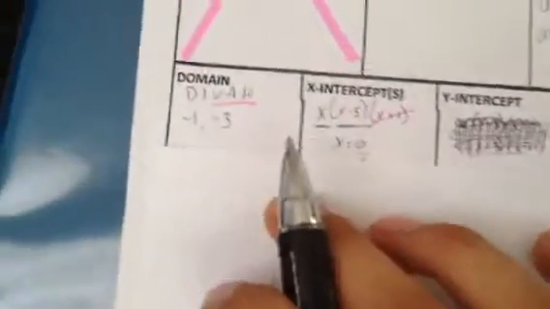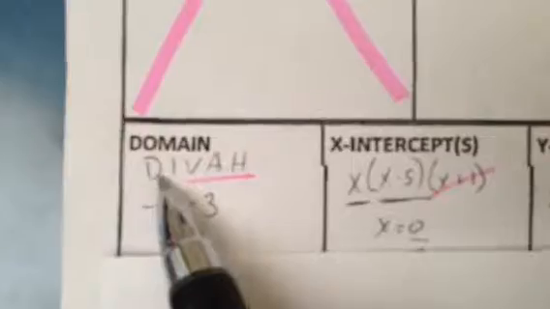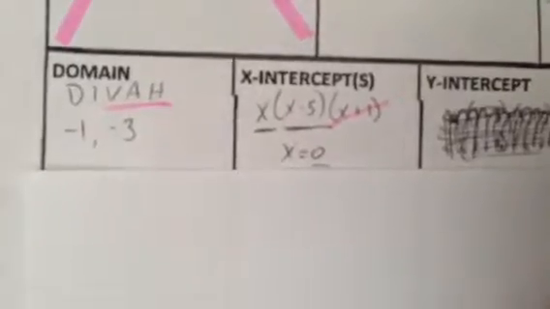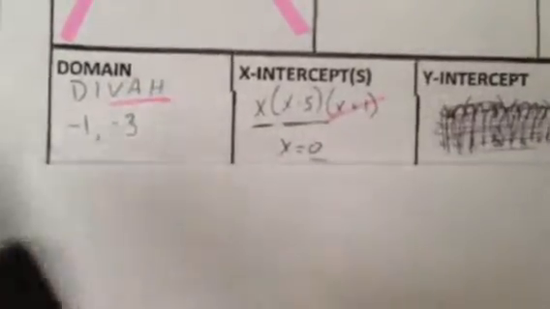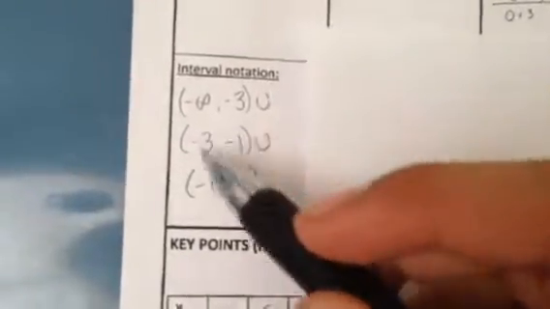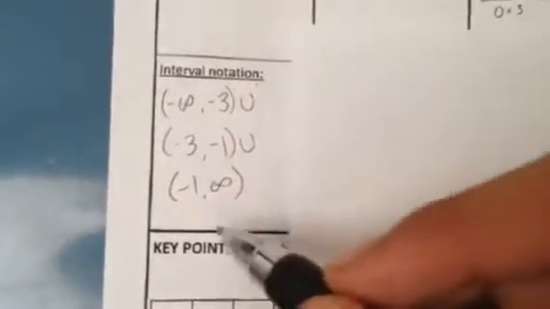And for our domain, we look at DIVA. So domain is vertical asymptotes and holes. So we look at our x values from vertical asymptotes and our hole, which is negative 1 and negative 3. And for the notation, we just get negative infinity, comma negative 3, union negative 3, negative 1, union negative 1, infinity.